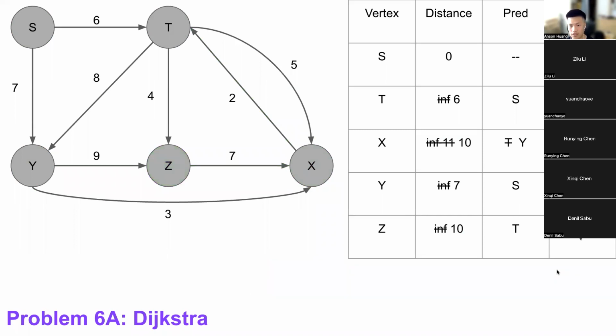So now that we've explored every edge, every path, this is our resulting shortest path tree. This is the shortest path to get to every single other vertex starting from s. If you want to go to x, the shortest path is going to y, then to x. If you want to get to z, the shortest path is to go from s to t to z. So that's Dijkstra's. Any questions about this?